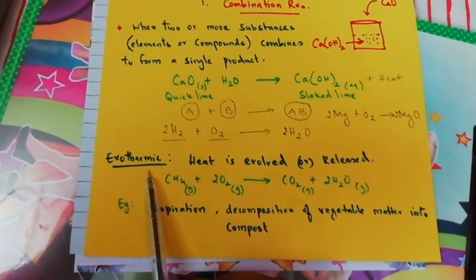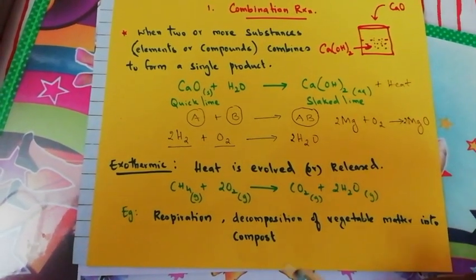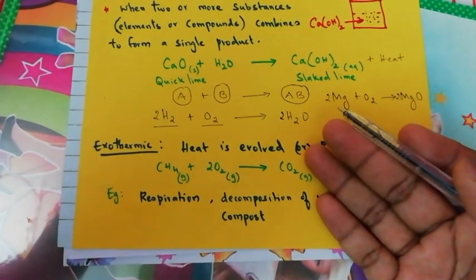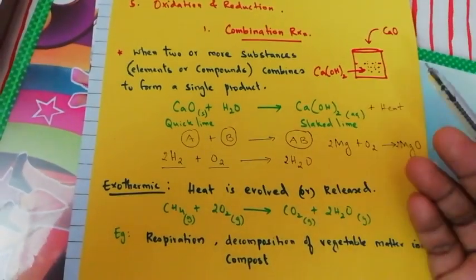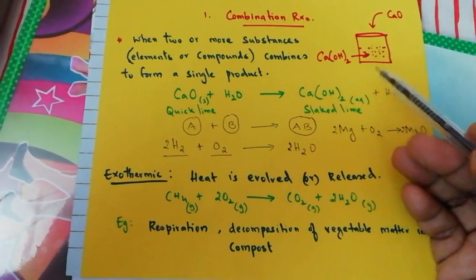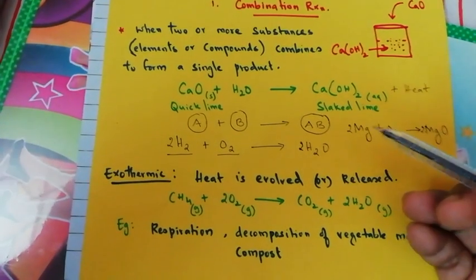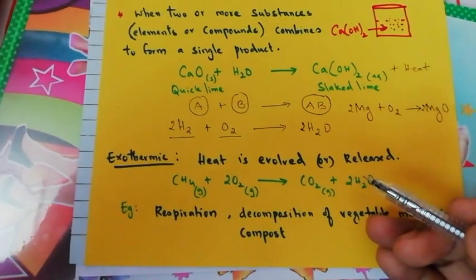What is an exothermic reaction? An exothermic reaction is nothing but whenever heat energy comes out during a chemical reaction, and that is said to be an exothermic reaction. Take an example, this calcium oxide: after putting it in water, it produces lots of heat energy. That means this is also one of the exothermic reactions. Clear? Right.